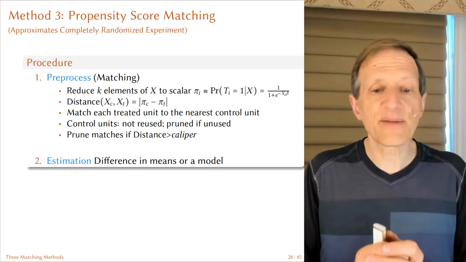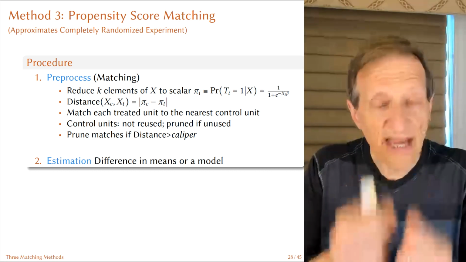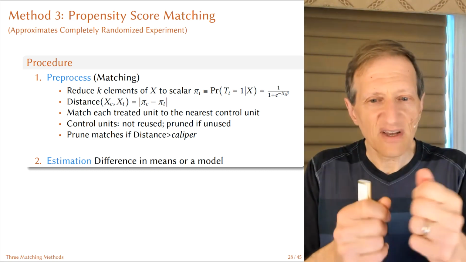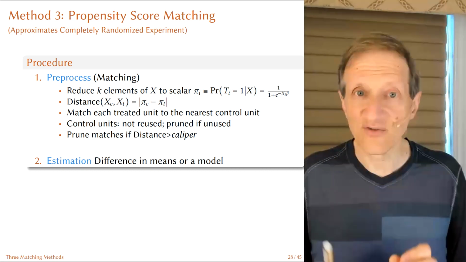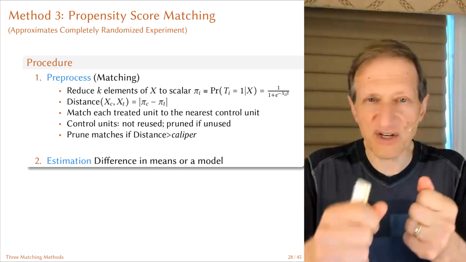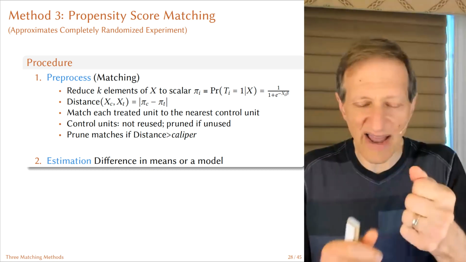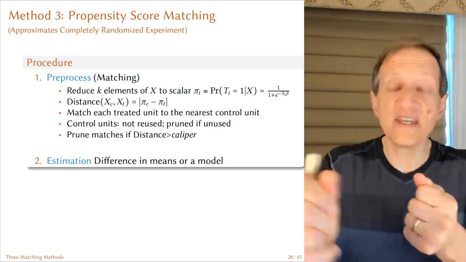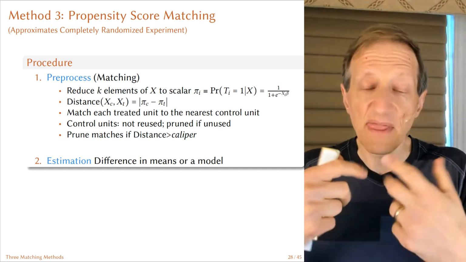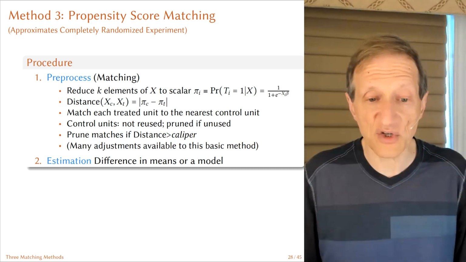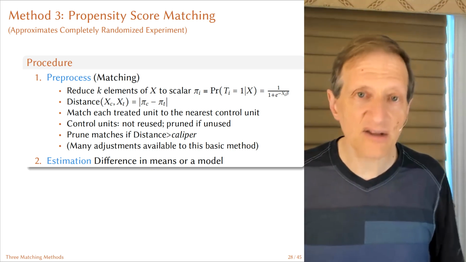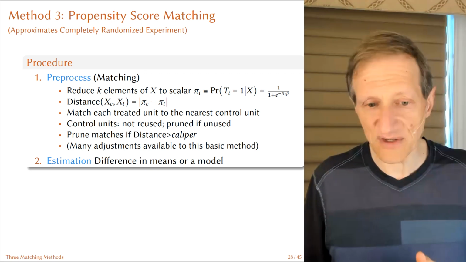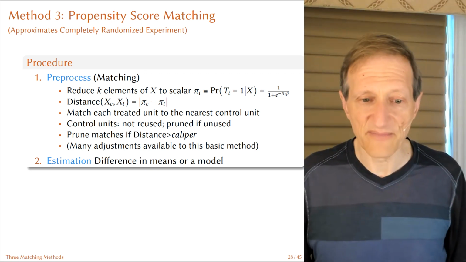And similarly, like Mahalanobis, if one of the matches is too far, as defined by the pi's, so if a treated pi is too far from the nearest control unit, then you discard the treated unit as well. There are, again, many adjustments available to this basic model. They do matter. They don't matter for the arguments that I'm going to give you today.